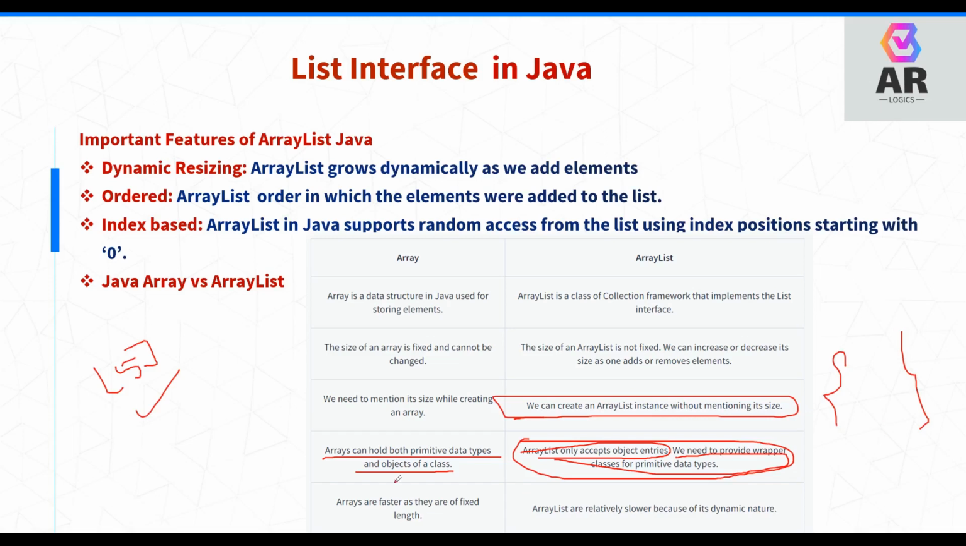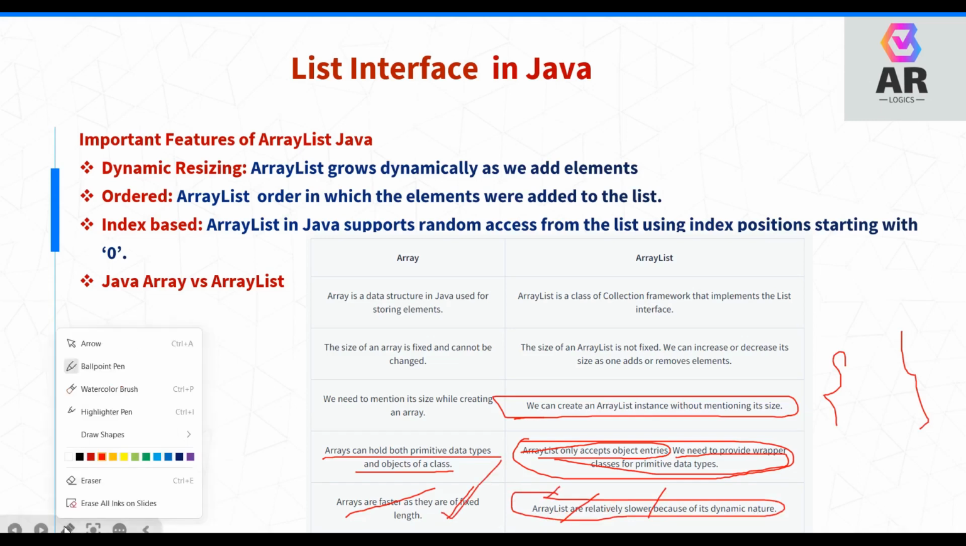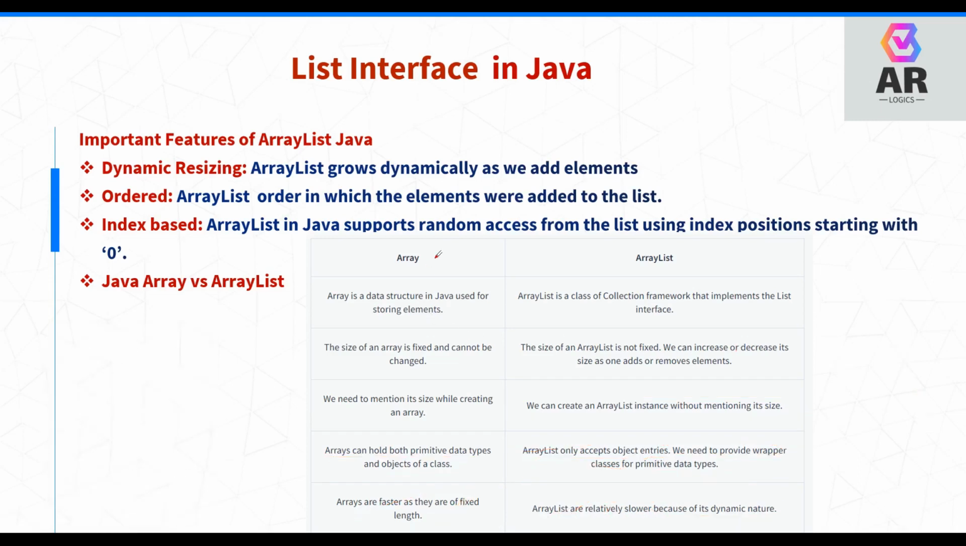An array is faster because of the fixed length. The array list is dynamic, so it will be slower. Why? Because we can add and remove elements. It will be slow, but an array is fast. This is the most important question. Maybe the interviewer can ask you what is the difference between array and array list. Please go through this.